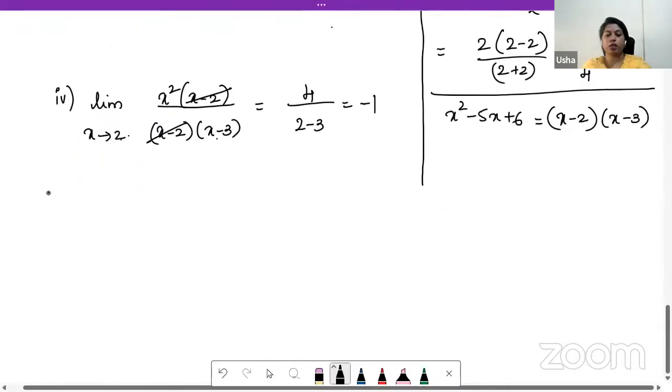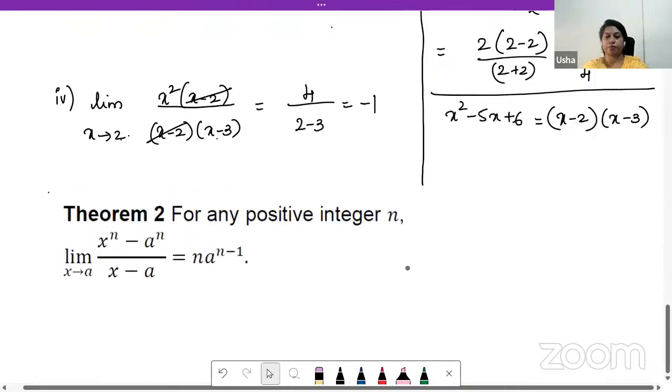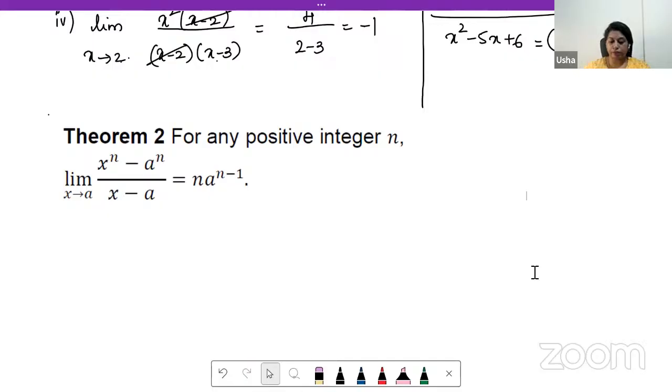So suppose the denominator is 0. And if the question is of this form, all these different simplification methods, you are going to use only if denominator becomes 0. Okay. Here, you have to identify this pattern. Only if this pattern is existing, you can use this direct formula for the answer.